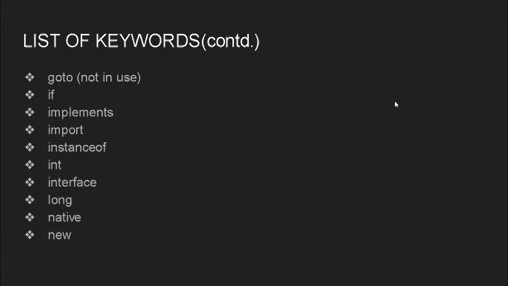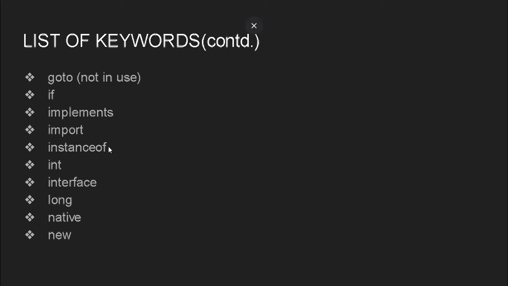And one more thing, in Java a class can implement more than one interface at the same time, but however a class cannot extend more than one class at the same time. It can implement more than one interface at the same time, but it cannot extend more than one class at the same time.